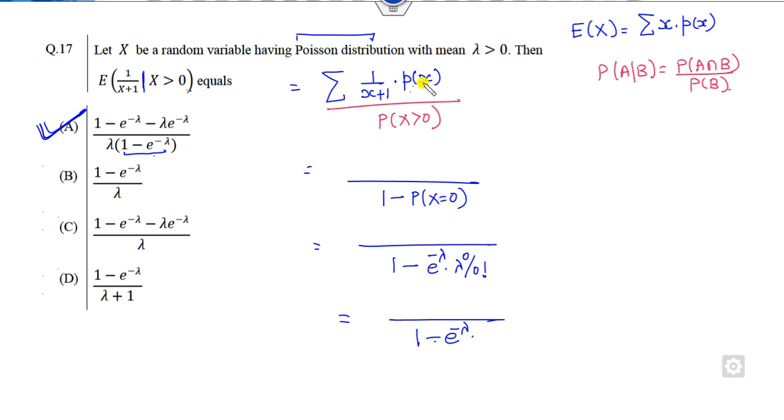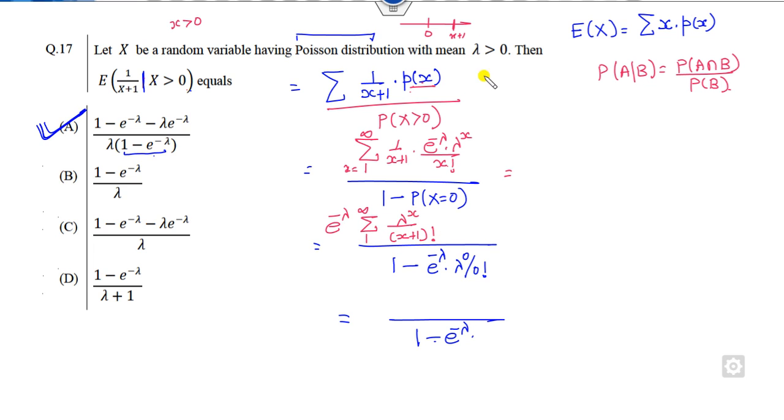Since this is the intersection proportion, x is greater than 0. So if this is the line 0, x plus 1 will definitely be here. So I can write this portion as the sum from 1 to infinity of 1 over x plus 1 times e raised to power minus lambda, lambda to the x over x factorial. So I can write x plus 1 factorial, and I can take e raised to power minus lambda as common, x over x plus 1 factorial.